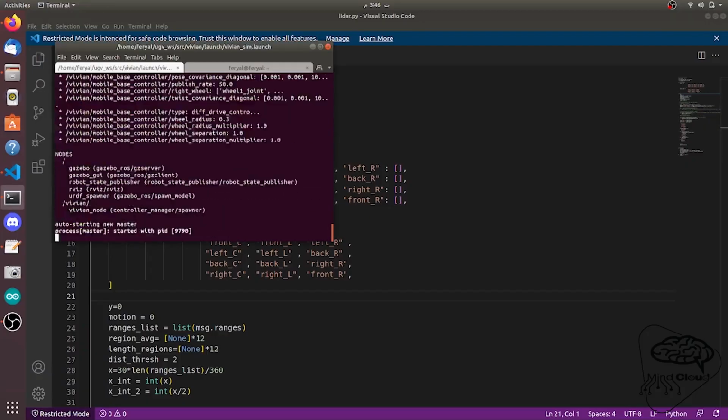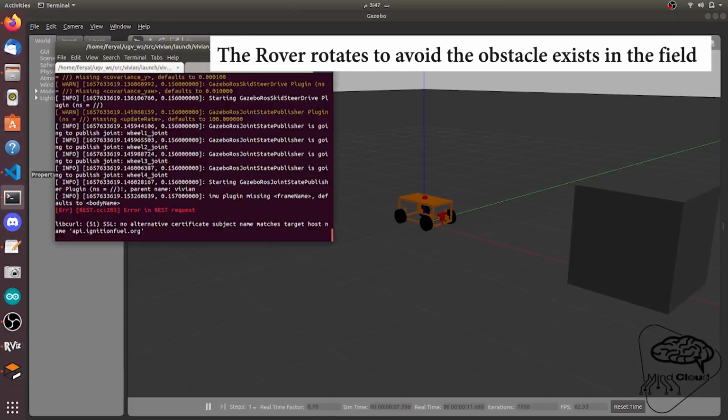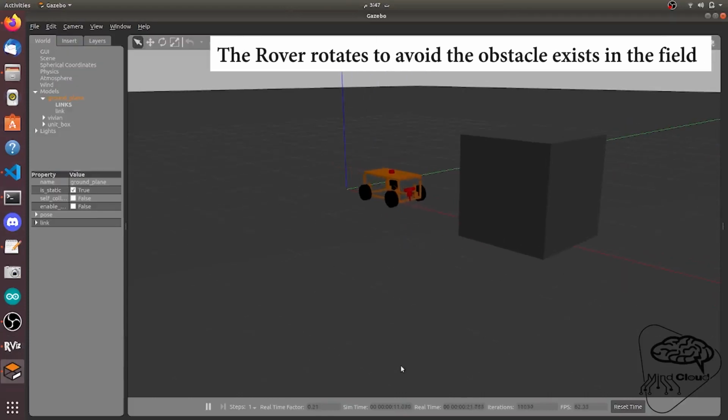To avoid any obstacle, we use a LiDAR. It provides 360-degree scan field. Using LiDAR, the distance between the rover and any obstacle can be calculated. Each distance is calculated according to a fixed point in the LiDAR.